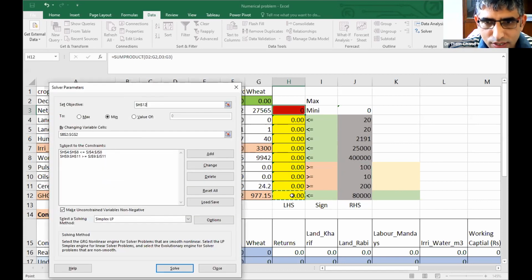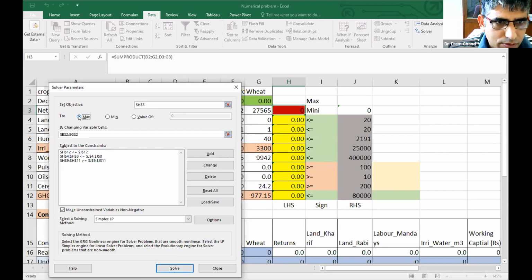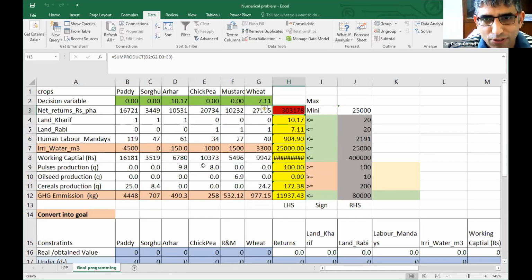Okay. Then I'm adding the GHG emission constraint, that's number 3. GHG emission means my GHG emission should be less than 80 tons. So we'll solve it. Okay, solve it. I want to maximize net return. I'm only doing it for one objective, but my only one objective I can achieve by this one. I will demonstrate how I can achieve all the goals simultaneously. So I'm solving. It is saying that it is not possible to do these things.